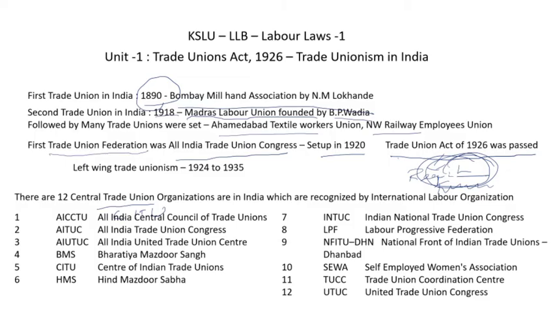Trade Union Coordination Centre, and United Trade Union Congress. These are the 12 central trade union organizations. These are federations, and many smaller organizations will join into them. As of now, Bharatiya Mazdoor Sangh is the highest or largest trade union federation in India.